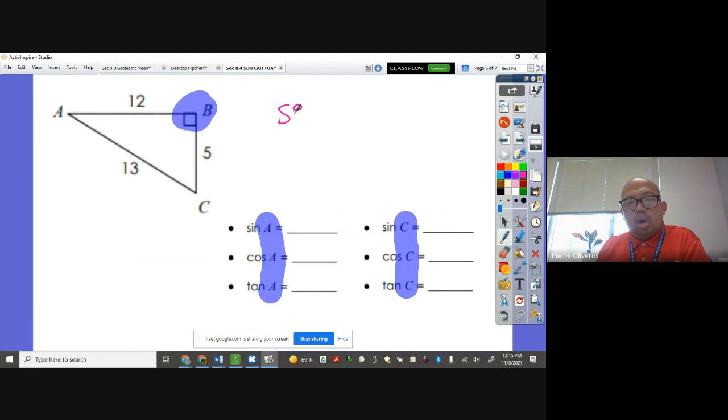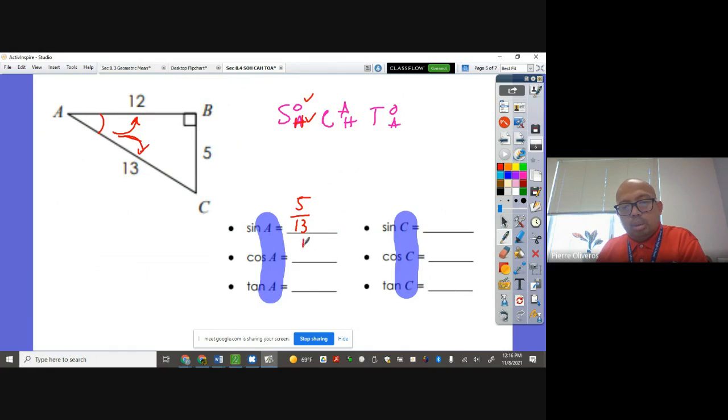Again, it's SOHCAHTOA. Sine is opposite over hypotenuse. Opposite of angle A is 5. The hypotenuse of the triangle is 13. What about cosine? Cosine of A is adjacent over hypotenuse, so it's going to be 12 over 13. And the tangent, opposite over adjacent, is 5 over 12.